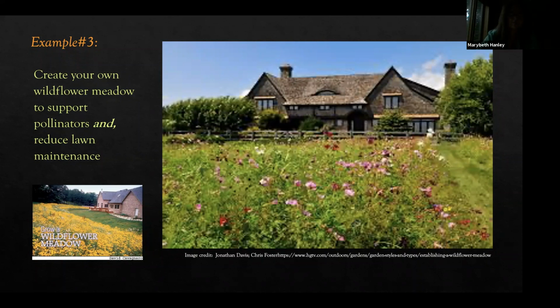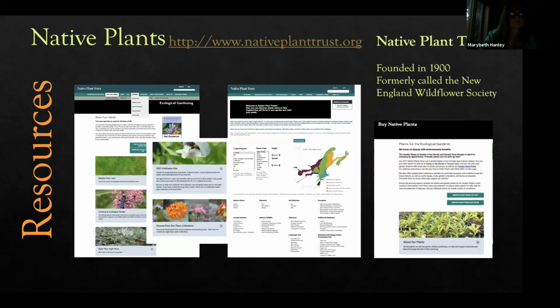Some areas don't want to be lawns. So this is an image that I chose. And in terms of native plant resources, I'm going to throw this out here. The Native Plant Trust is a good source of information. You can also buy plants from them. They used to be the New England Wildflower Society. They're in Framingham, Massachusetts. They recently changed their name to Native Plant Trust.